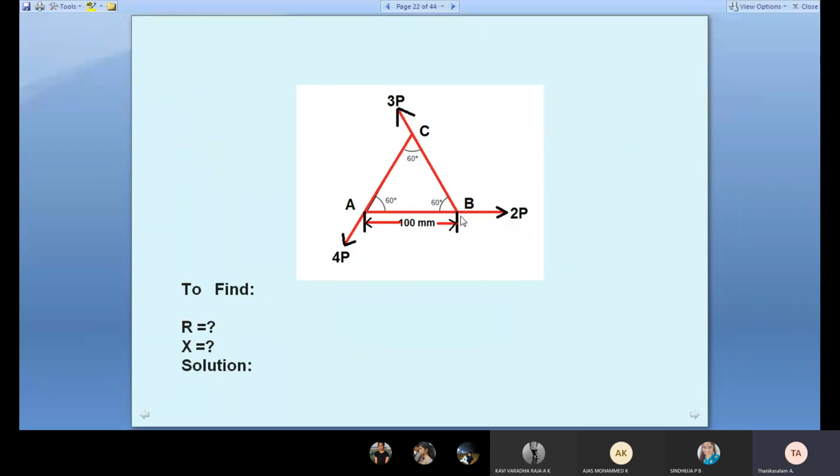Equilateral triangle means all the angles must be the same, 60, and the sides the same. Now you can find the resultant in x. I told you, students, any force inclined, you must convert to XY direction. That is the first step in our mind. Which force is inclined? The 3P is inclined, and the 4P is also inclined with respect to the horizontal AB. Students, always remember any inclined force must be resolved in XY direction.